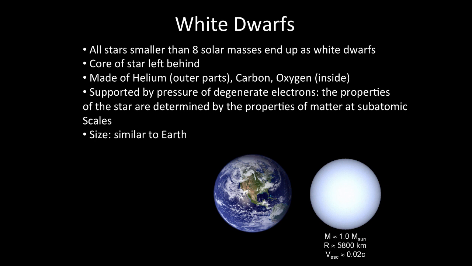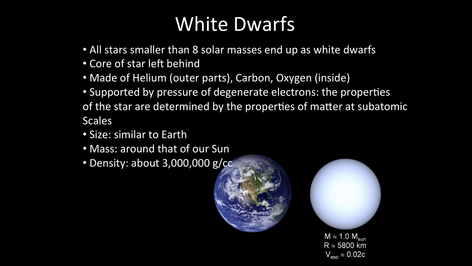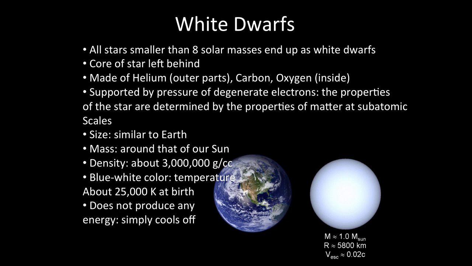They contain the mass of the Sun. Their escape velocity, to get off the surface of a white dwarf, you would have to travel at about 2% the speed of light. The density is a few million grams per cubic centimeter. If you look at them, they have a blue-white color. Their temperature is around 25,000 Kelvin at birth, and the white dwarf does not produce any energy of its own.